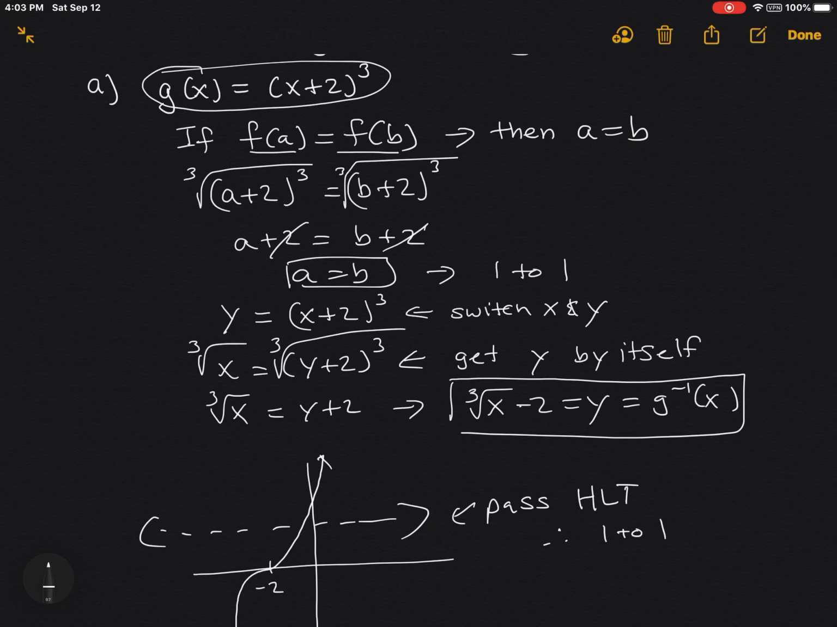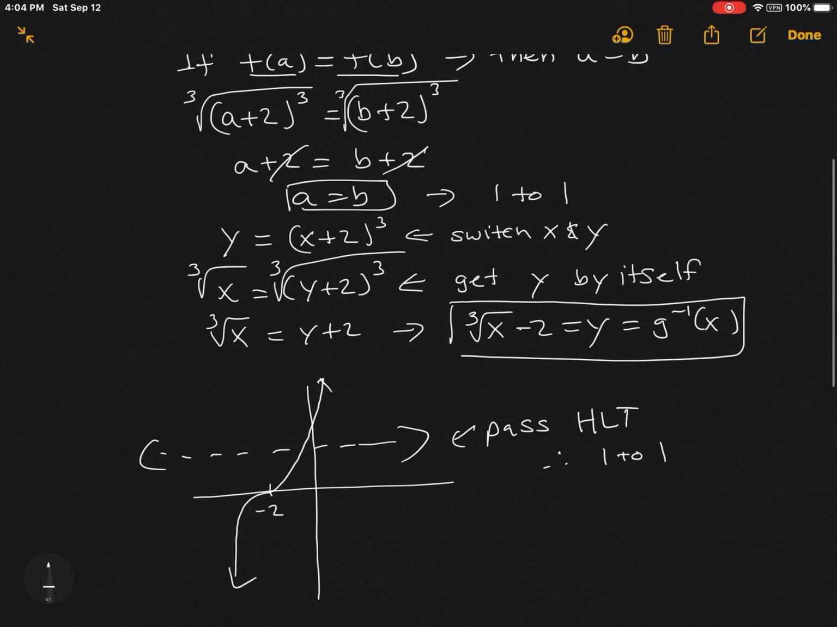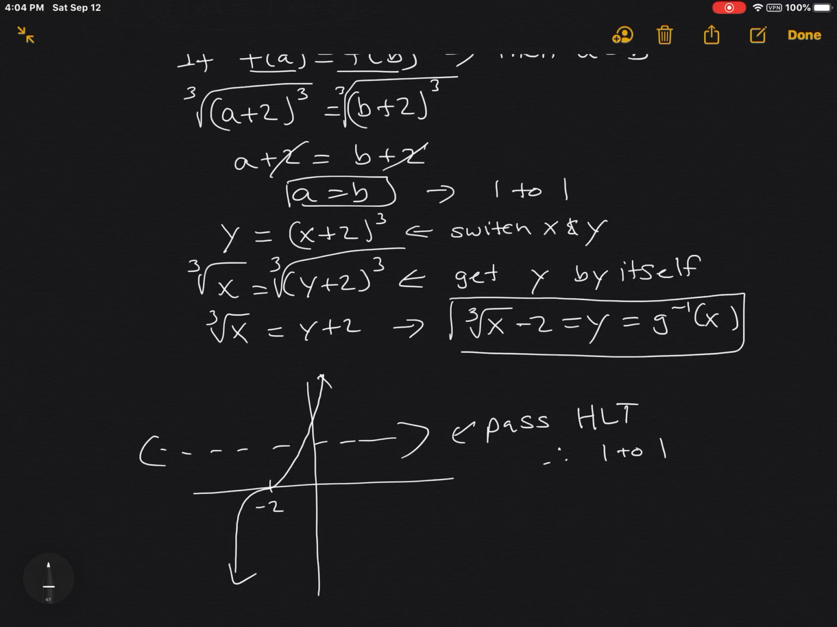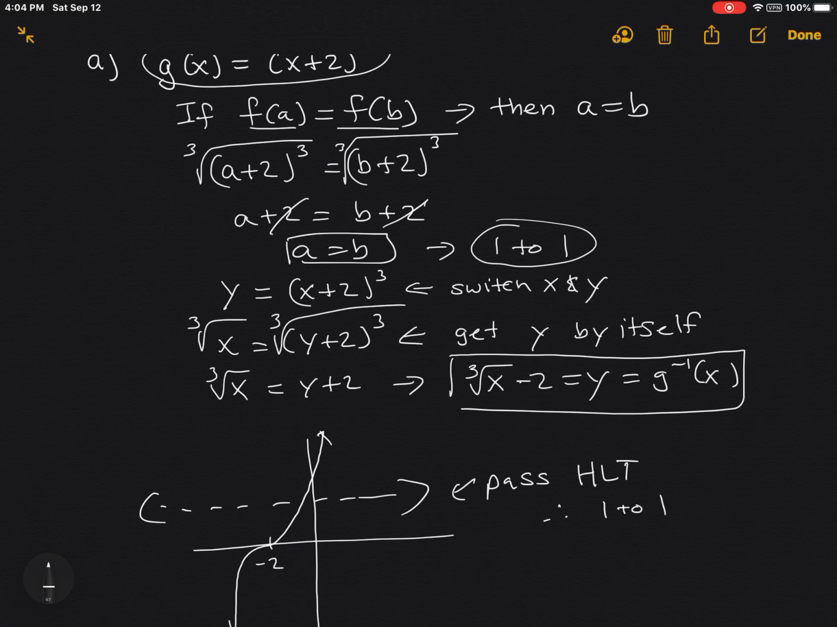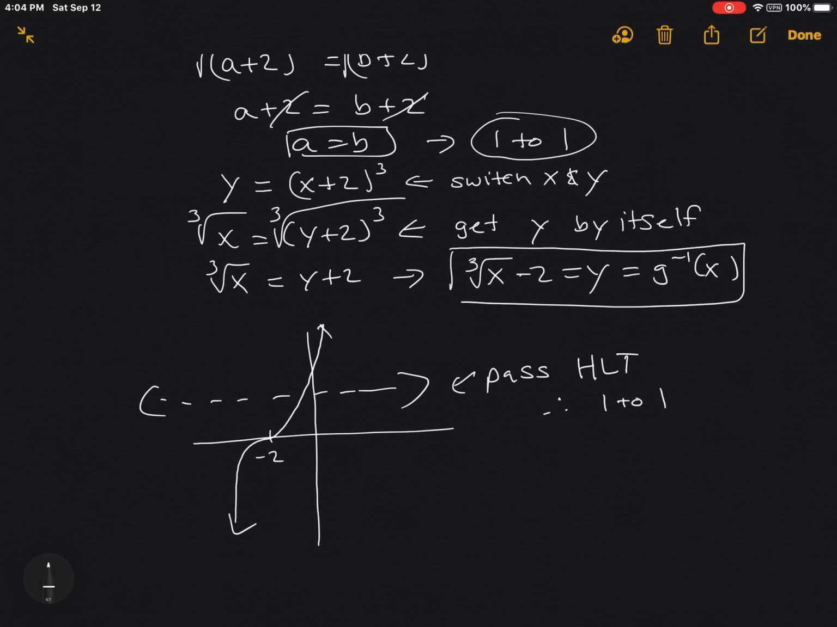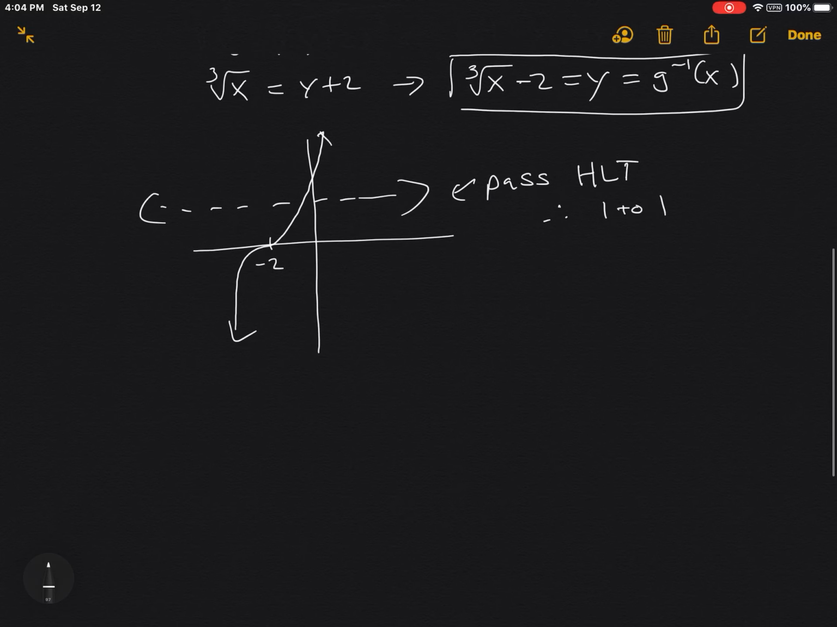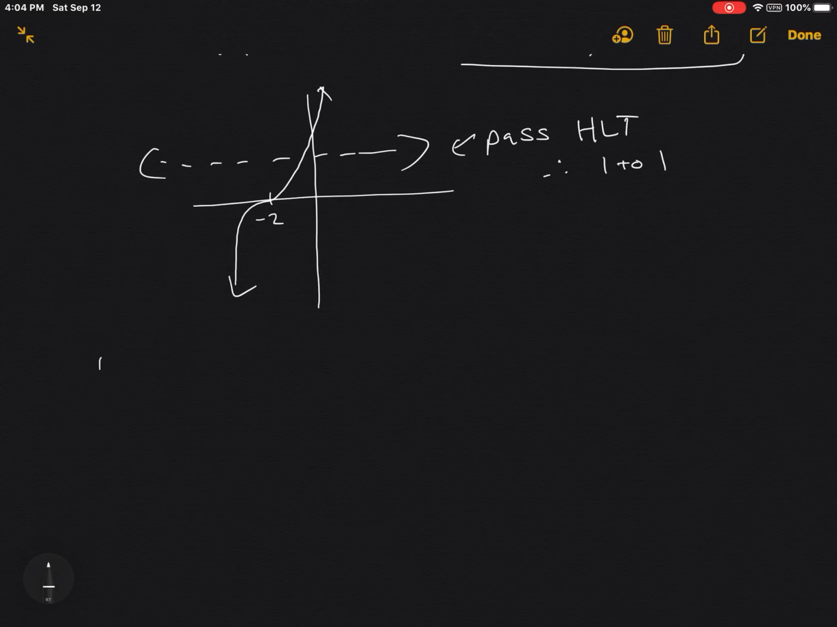So algebraically, you set two y values equal and make sure that the x values that you plug in have to be equal. How do you actually find the inverse? Once you know it's one-to-one, because the inverse exists, you switch the x and y, get y by itself, and then call it whatever your function name is, g inverse, f inverse, or whatnot. And then graphically, you can see that it's clearly going to pass the HLT. It's only going to intersect one time.